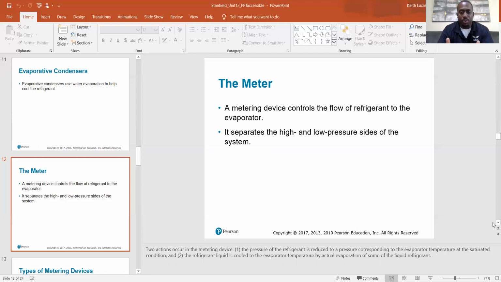so number one, it's where it drops the pressure. So like I said earlier, the condenser is one of the two dividing points in the system. Well, the metering device is the second one. The compressor is taking low pressure vapor and turning it into high pressure vapor. The metering device is taking high pressure liquid and turning it into low pressure liquid coming out of the other end.